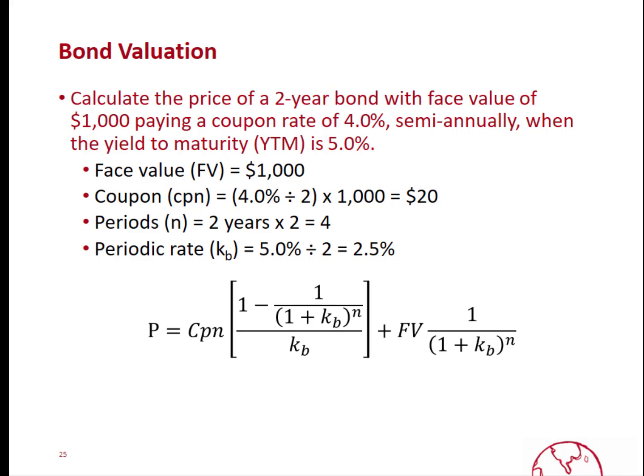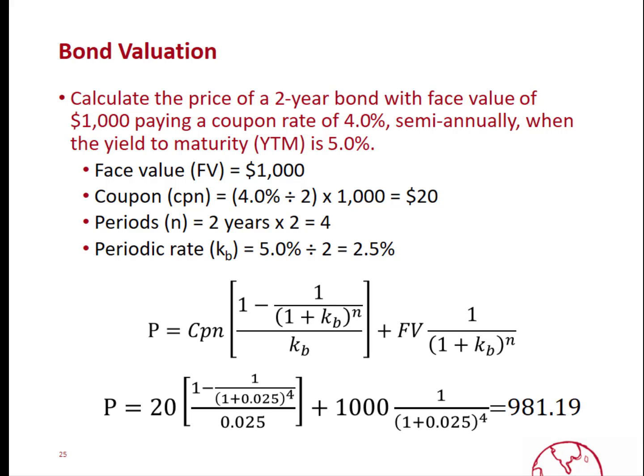Here you can see the formula, which combines an annuity plus the present value of the face value. So the coupon is going to be $20. The discount rate is going to be 2.5%. The number of periods is going to be 4. And as you can see, the price of the bond is going to be $981.19 for a bond that has a face value of $1,000.